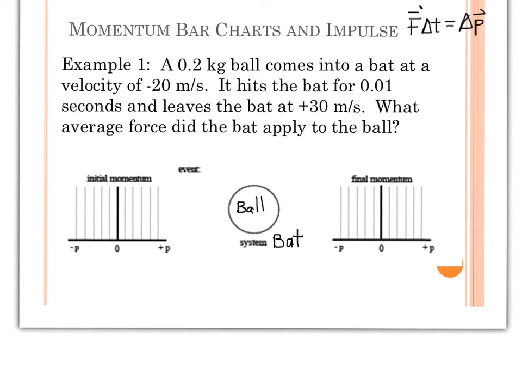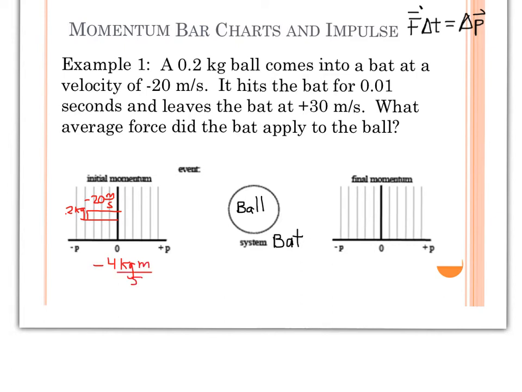So before, or initially, the ball, which has a mass of 0.2 kilograms, has a velocity of negative 20 meters per second. And so the momentum beforehand, 0.2 times negative 20, is negative 4 kilogram meters per second.